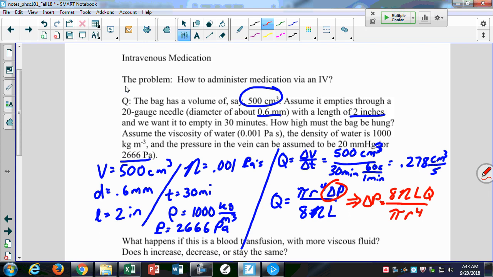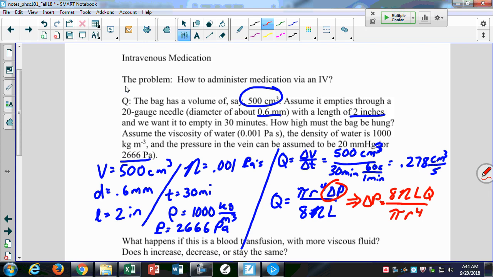Now, when I do this, if I want to get delta P on this side all by itself, there are a couple different ways you can think about it. I like to think of it as I want to multiply this whole side by the inverse of this, pi r to the fourth over 8 eta L. And when I do that, it cancels out this and cancels out that. And then I get the inverse of that, 8 eta L in the numerator, pi r to the fourth in the denominator. Don't get bogged down with the algebra, okay?